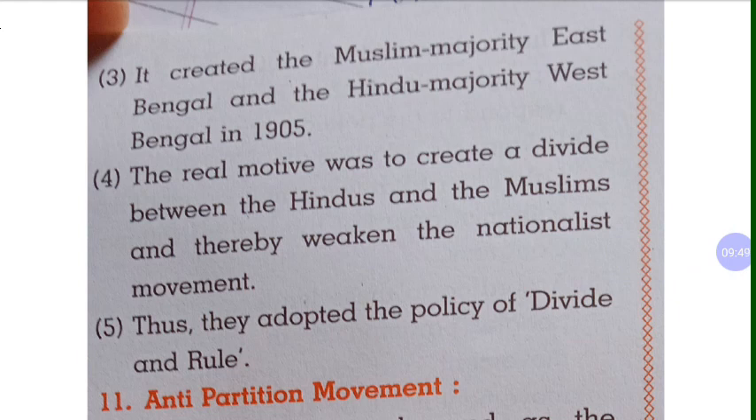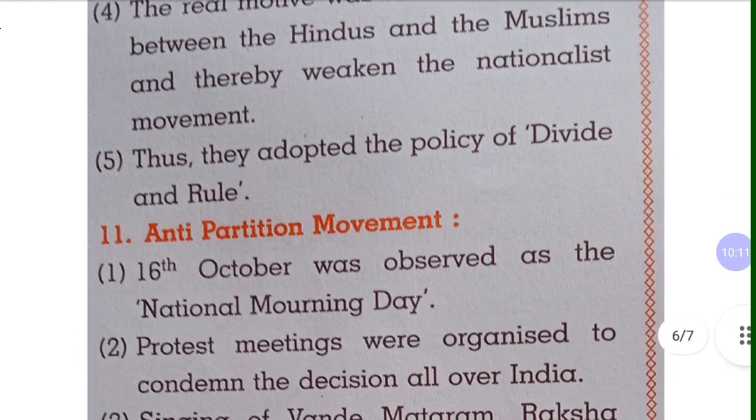The real motive, see here students, the real motive was to create a divide between Hindu and Muslim and weaken the nationalist movement. Now all religions were together, no caste difference was there, but their main intention was to create Hindu-Muslim disunity. उनको हिंदू मुस्लिम को तुड़वाना था. Thus they adopted the policy of divide and rule.